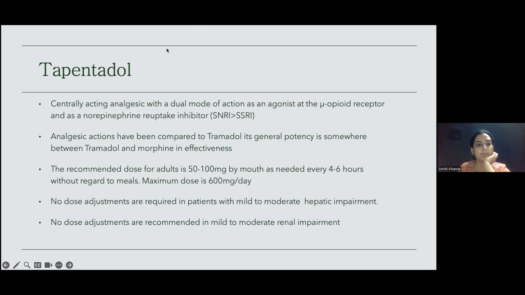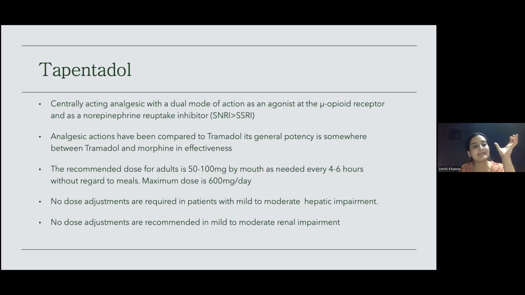Strength of tramadol in comparison to morphine, I'm coming to that. There is a good table up ahead. Tapentadol is a centrally acting analgesic with a dual mode of action. It's an agonist at the mu-opioid receptor, and it's a norepinephrine reuptake inhibitor.